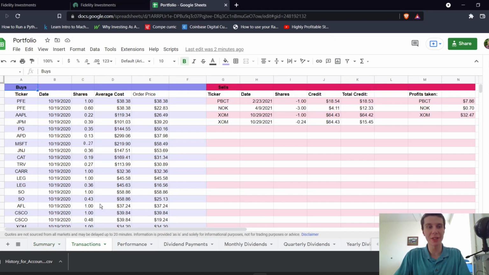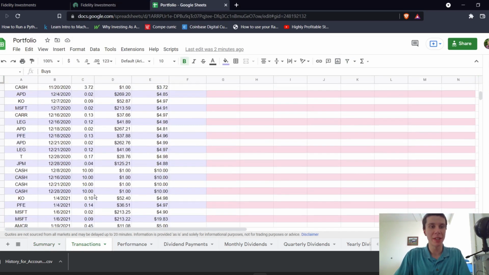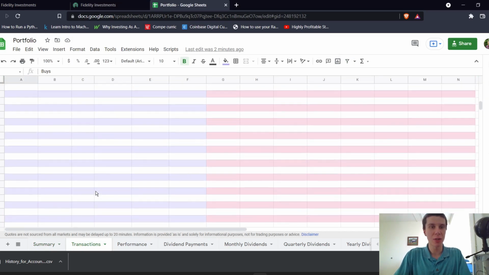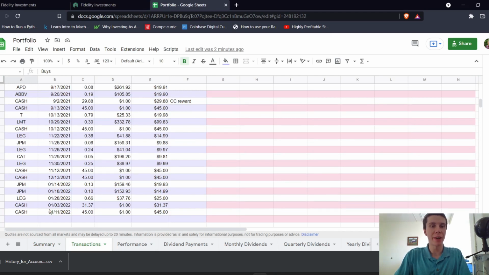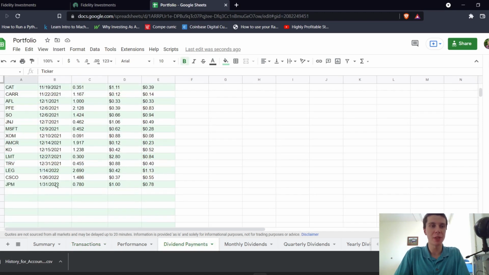So we go to our transactions tab here. We can see, scrolling down, all these transactions. We'll add a little note on this one, credit card reward, so we know. And it looks like I bought JP Morgan 2 times and then Leggett and Platt just once. And if we look at dividend payments, all these recent payments are just added in here.